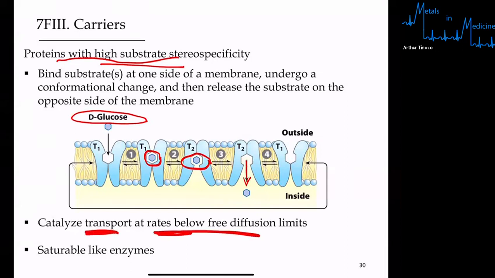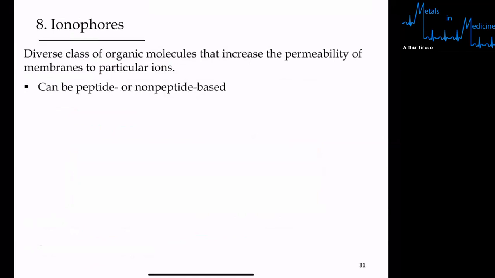So that is the big difference from channels, and they are saturable. Why are they saturable? Because they're points of contact between the solute and the actual carrier, and there's only so many carriers available to facilitate this. All right, so that's in the category of transporters.